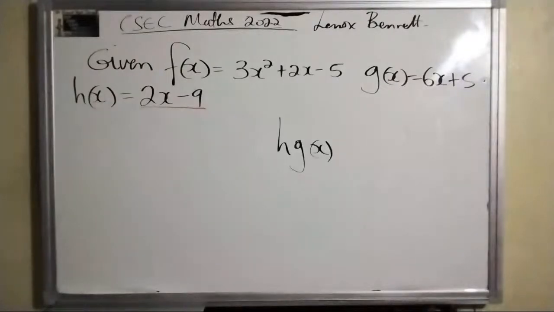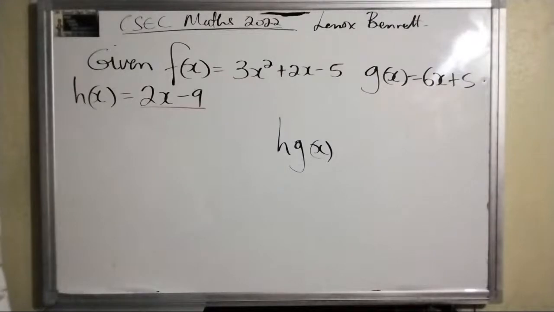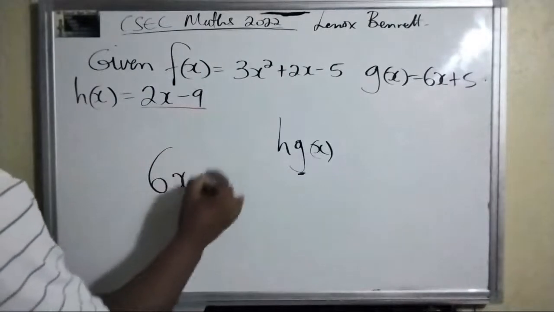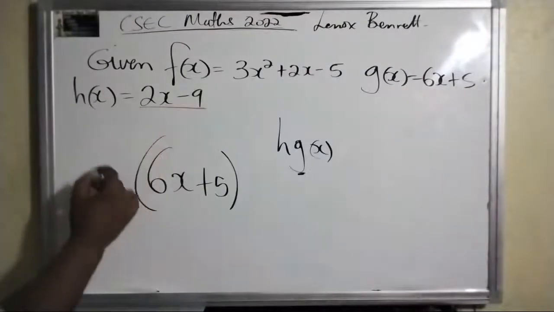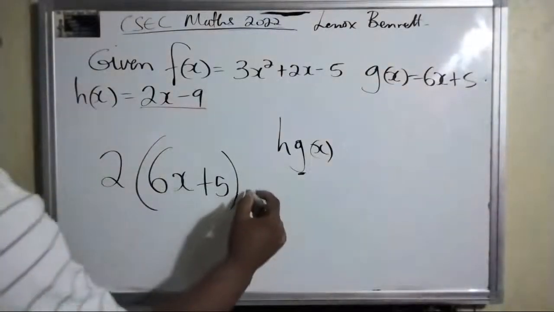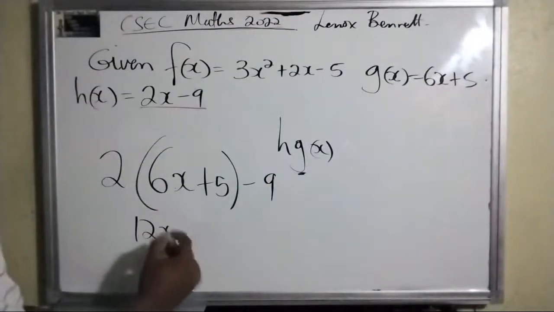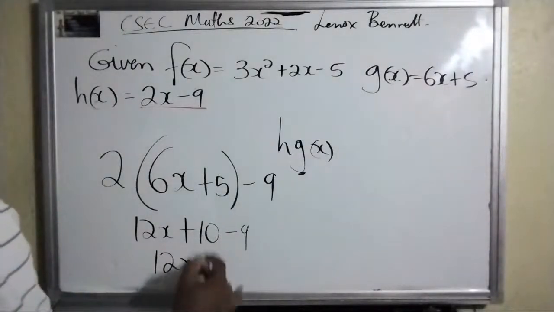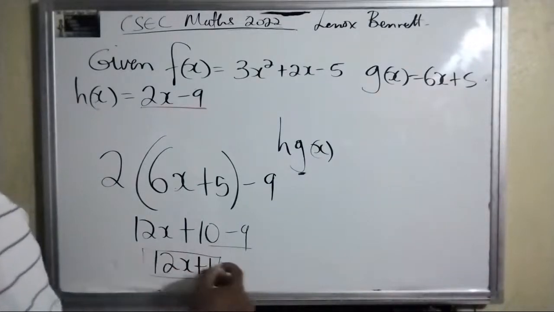Alright, let's go. You should have completed that by now. So it says HG of x, right? So the first thing that we look at is the last one, which is g. So write back all of g, which is 6x plus 5. Put that in bracket. That becomes our x. And now we write back h. So h says 2x minus 9. We expand the bracket and that's it. So 2 sixes, 12, 2 fives, 10, minus 9. So that will give us 12x. 10 minus 9 will give us plus 1. And that would be our answer.